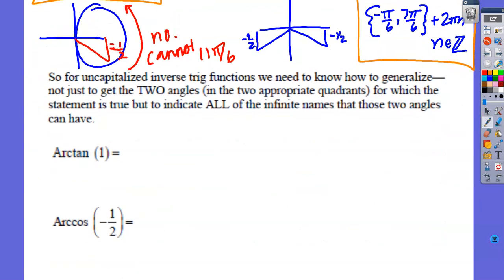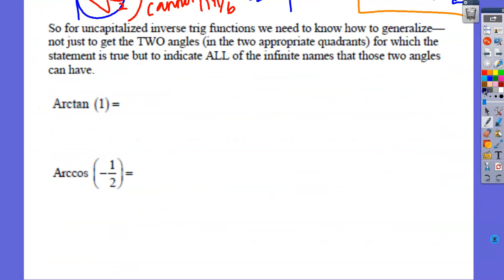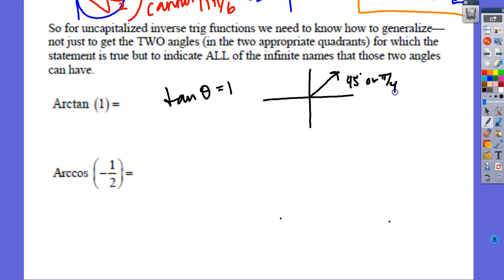Okay. Let's try these. Arc tan of 1. Well, let's think about this. When is the tangent 1? That's the first thing I would ask myself. Tangent of what angle gives me 1? The reference angle would be 45 or pi over 4. Now you have to ask yourself, since it's capitalized and positive, where is that allowed to be?